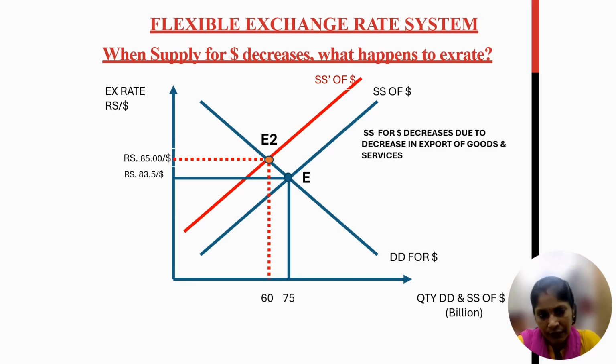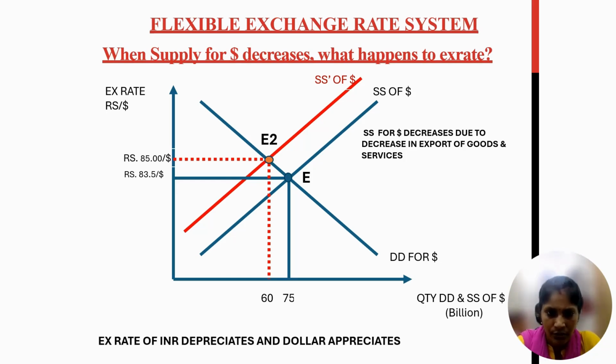Now you have to tell me what effect the exchange rate change from 83.5 rupee per dollar to 85 rupee per dollar has on the dollar and the rupee, whether it is appreciated or depreciated. So exchange rate for the rupee has depreciated, and for the dollar it is appreciated. So hope you have understood this particular logical explanation of the changes in the supply of dollar towards the exchange rate.